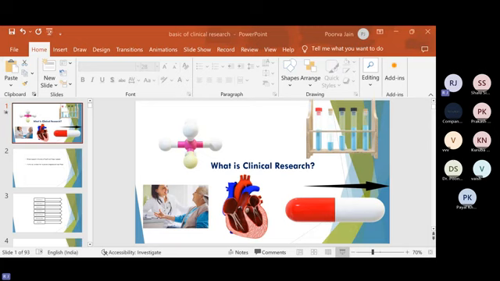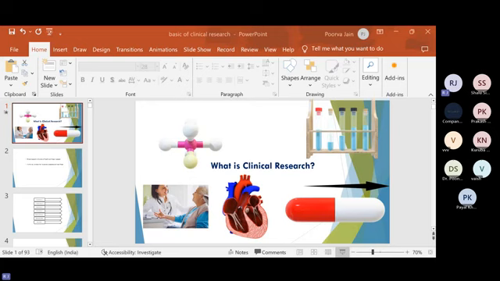Then the third one is diagnostic research. In diagnostic research, we try to identify various ways to diagnose any particular disease. Screening research. In screening research, we try to identify various ways to screen the subjects. For example, various ways to screen for cervical cancer in women.